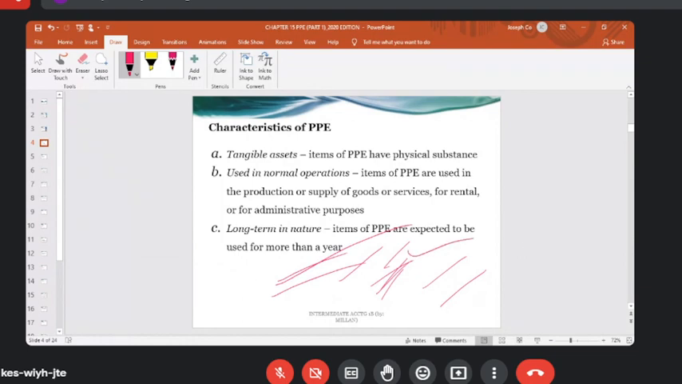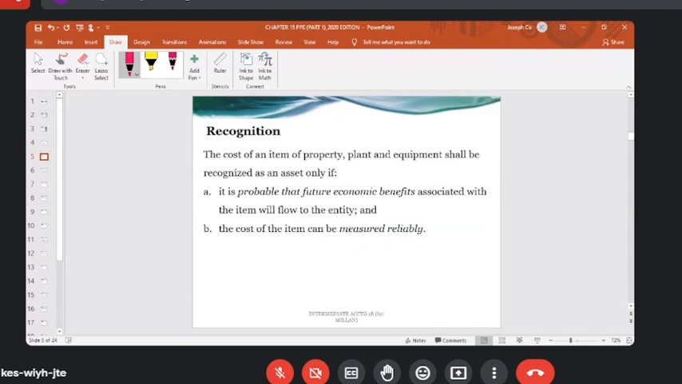And then long-term in nature, items of PPE are expected to be used for more than a year. When do we record? The cost of an item of PPE shall be recorded as an asset only if future economic benefits associated with the item will flow to the entity, and the cost can be measured reliably.